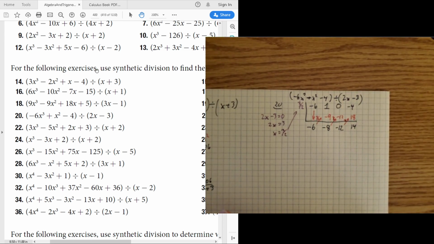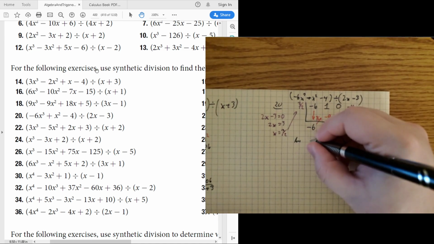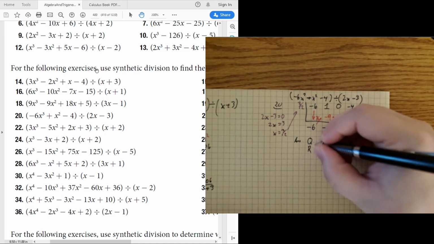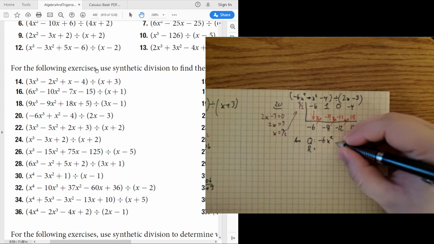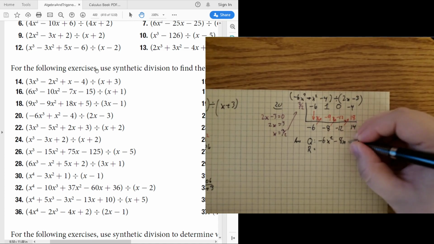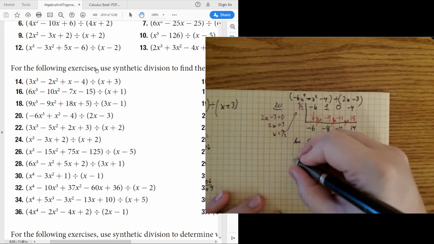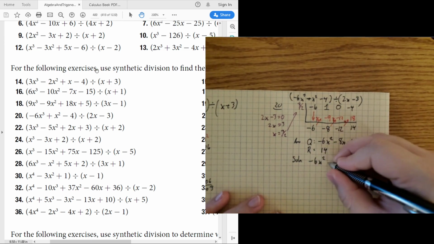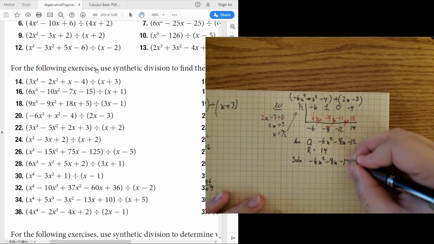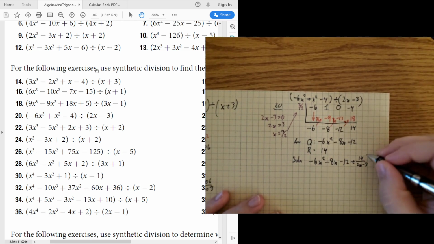Now, let's make sure to write my solution. So my answer, if it asks for quotient and remainder, let's go each. The quotient would be negative 6x squared minus 8x minus 12. The remainder would be 14. If it just asks you to solve, then the solution would be negative 6x squared minus 8x minus 12 plus 14 over the original, which was 2x minus 3.